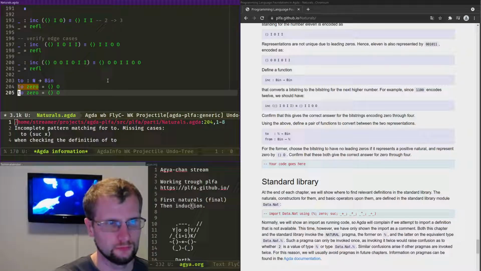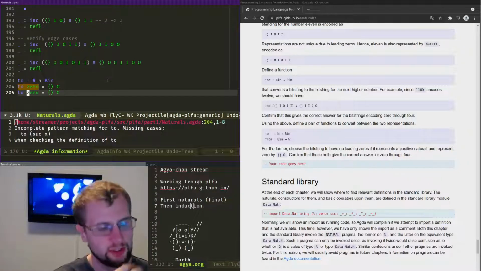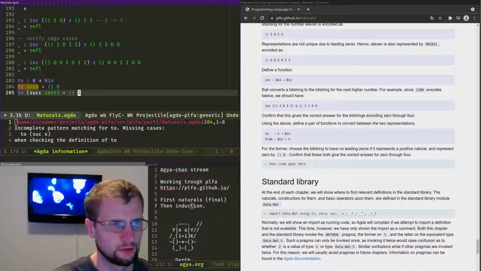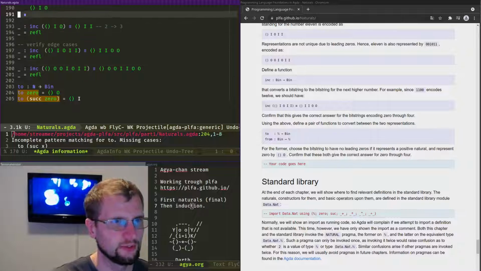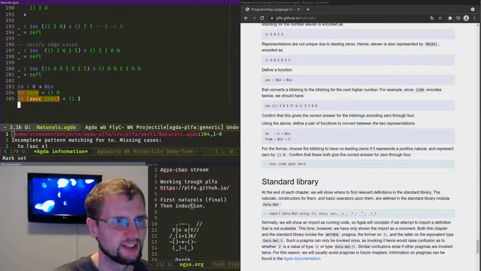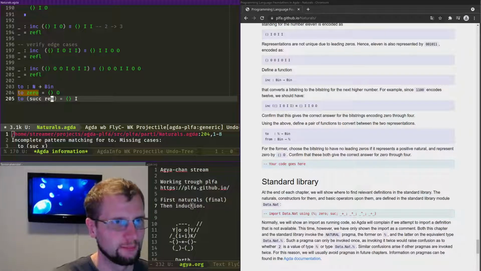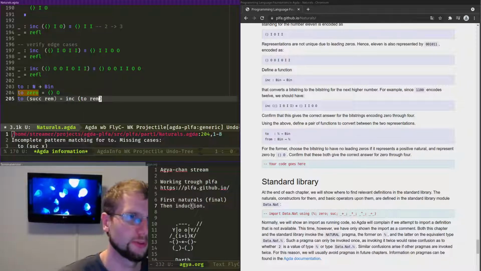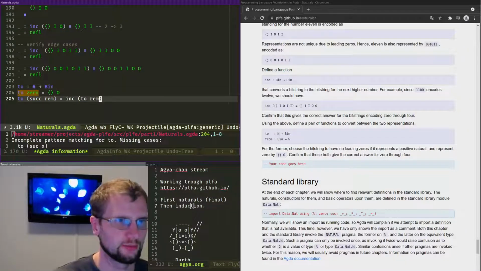Okay. Well, how do you represent the 1? That's easy, right? Just do suc 0. Wait, but we have inc. Why don't we use inc? We can do suc rem, inc 2 remaining, right? So this way we're using the increment function to increase the natural.